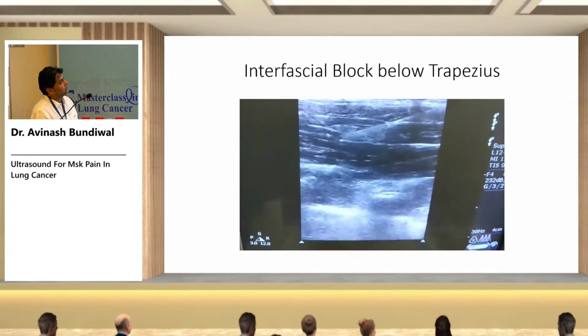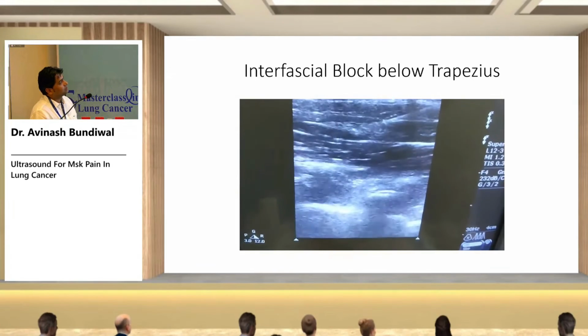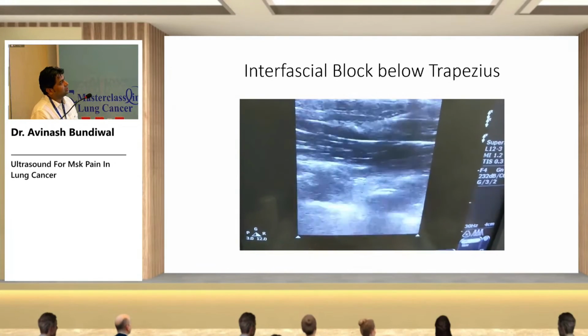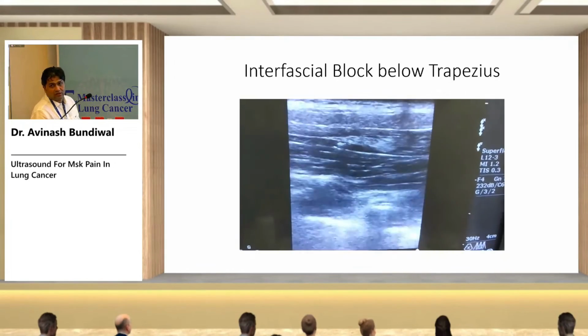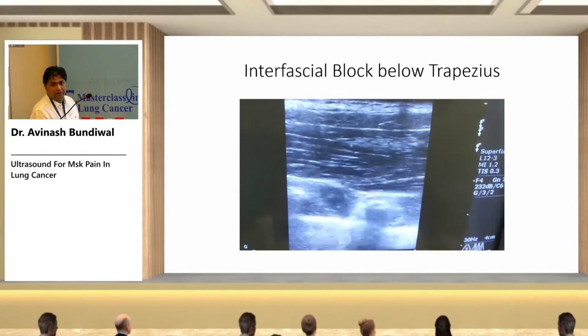This is my needle coming. You can see expansion of the fascia. So it is the fascia between the erector spinae and trapezius which is usually irritated in upper back patients.